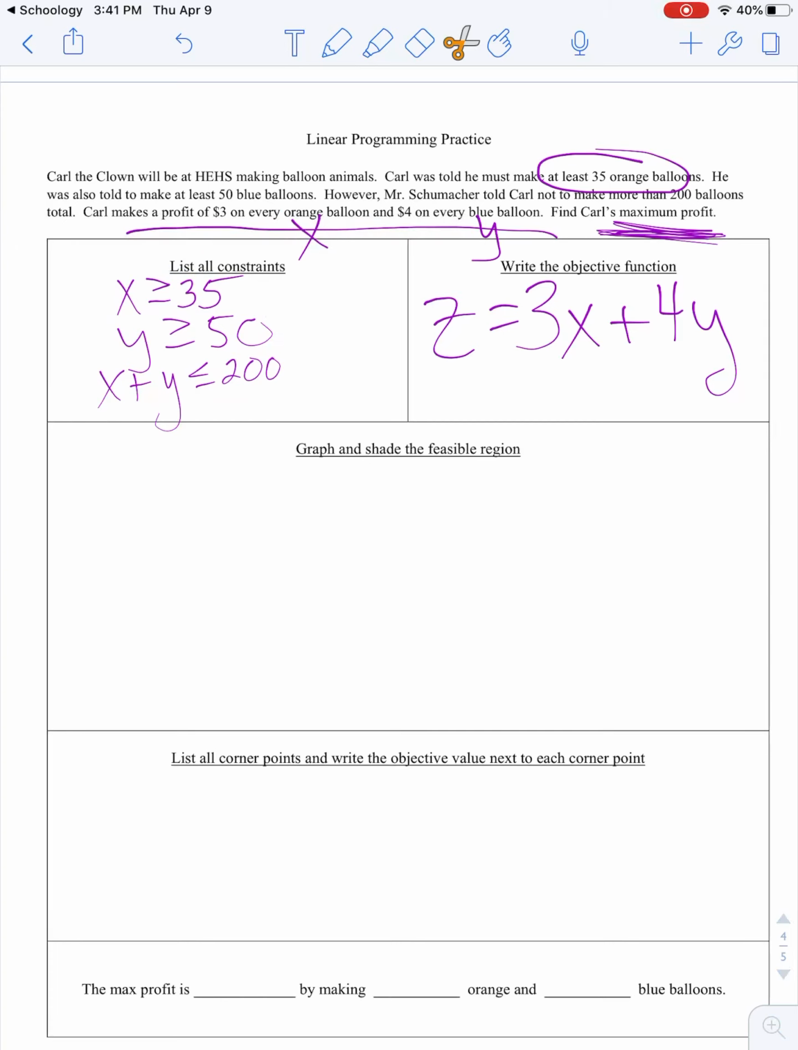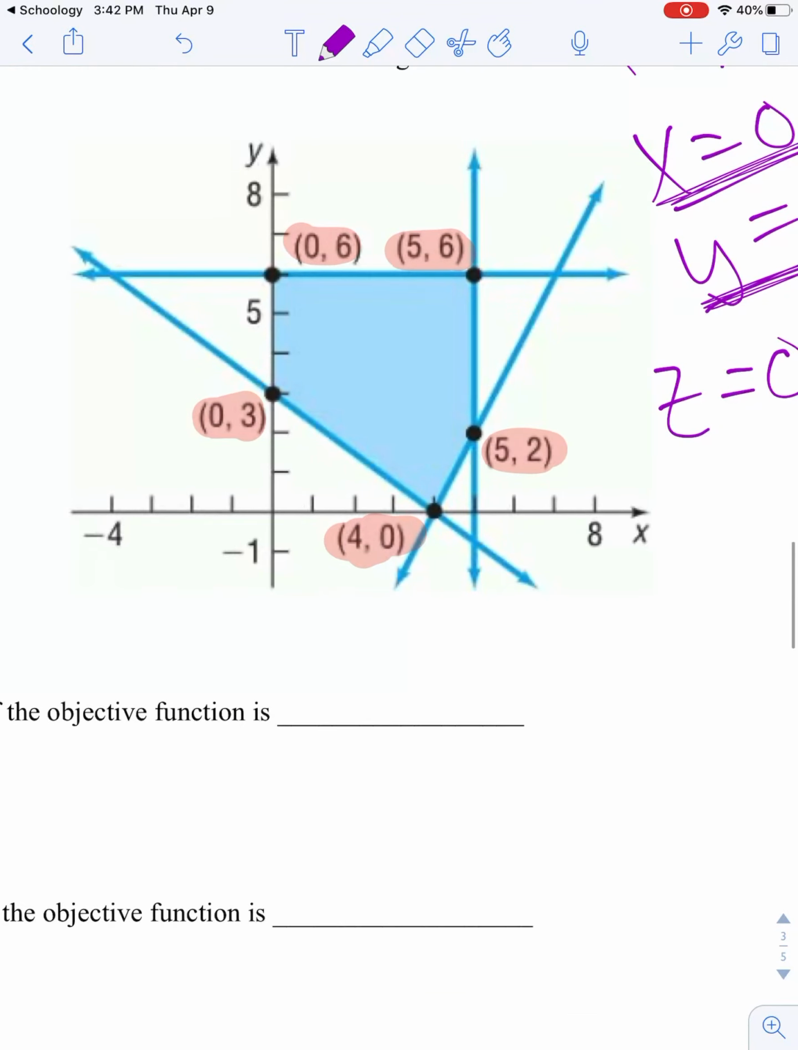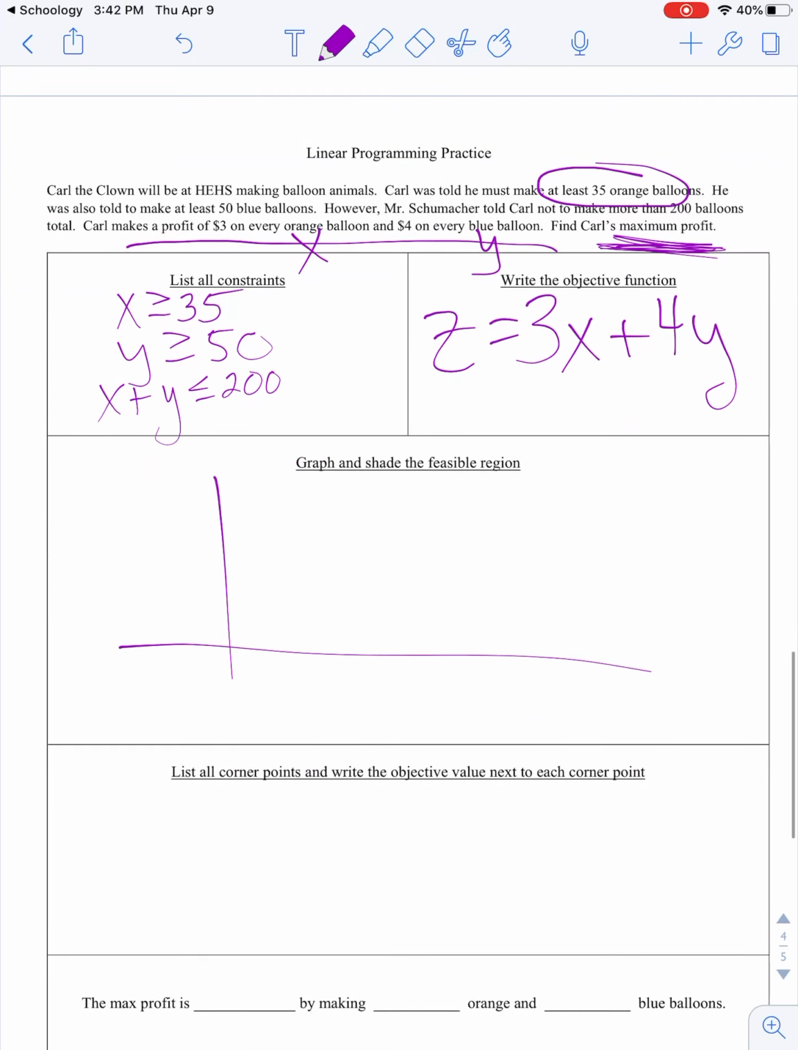So now we have to graph each of those and find the corner points, because we've got to get a region like we did here to get those corner points. So you can refer to the answer key right now and look at the graph. I'm going to remind you of a couple of things. Remember this first one here? That's the vertical line. So that's why that's at the 35. Remember, X is the vertical line. And then the horizontal line is 50.